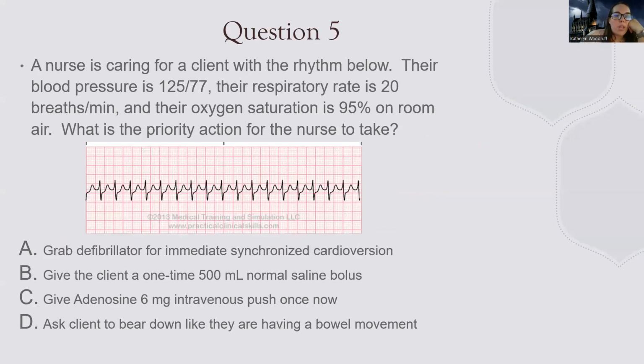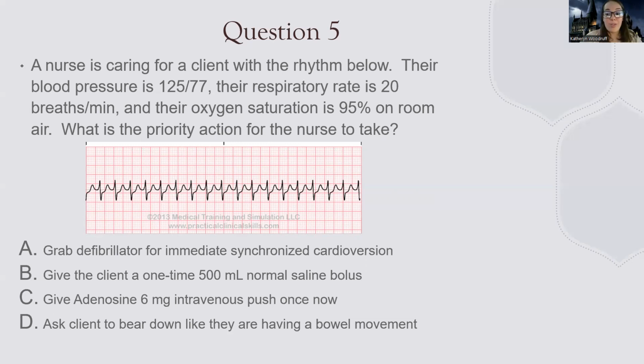All right. So a nurse is caring for a client with a rhythm below. Their blood pressure is 125/77. Their respiratory rate is 20 breaths per minute, and their oxygen saturation is 95% on room air. What is the priority nursing action to take?